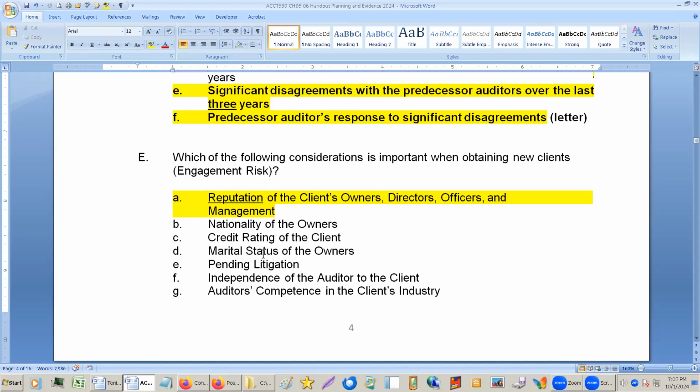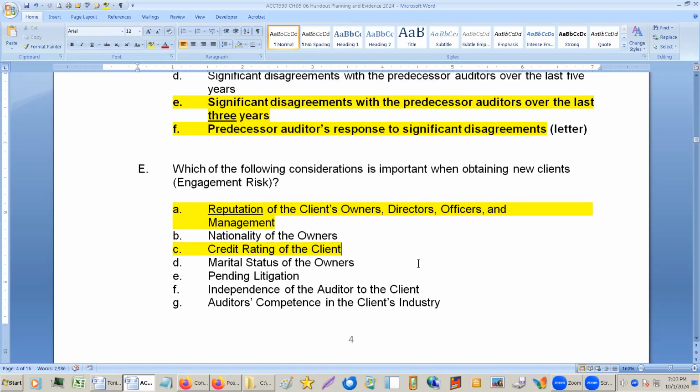Credit rating of the client. This one is not as obvious. That is actually something you will do, and I'll tell you why in a second. So the credit rating of the client is actually one of the considerations. And you might ask, why do you care about the credit rating? If a client is struggling, let's say they're missing payments, if there's a possibility of them going bankrupt, that has an impact on the risk.